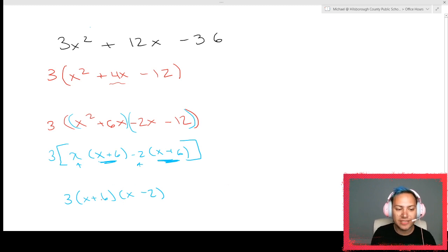If you re-multiply this together, if you multiply x times negative 2, 6 times x, 6 times negative 2, and then multiply everything by 3, you would go back to the original answer, 3x squared plus 12x minus 36. All right, going on to our next one.